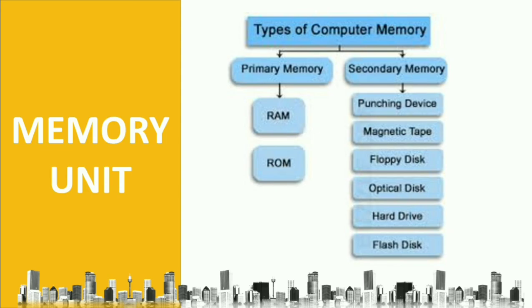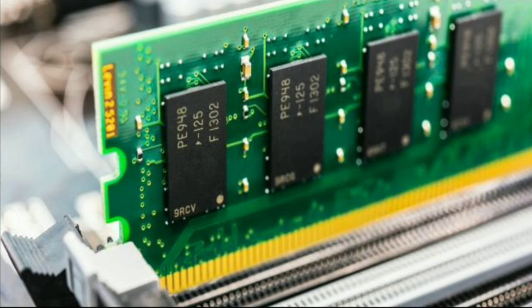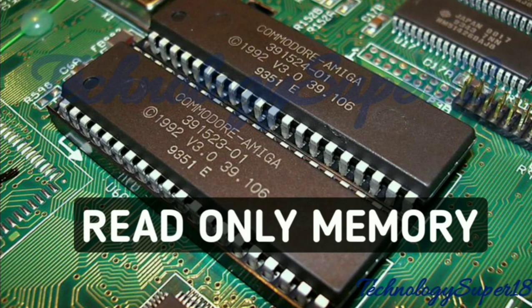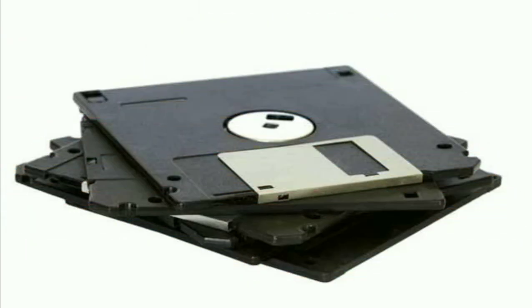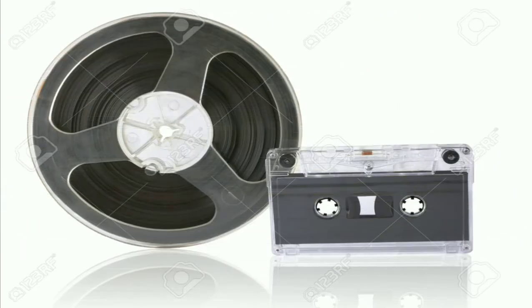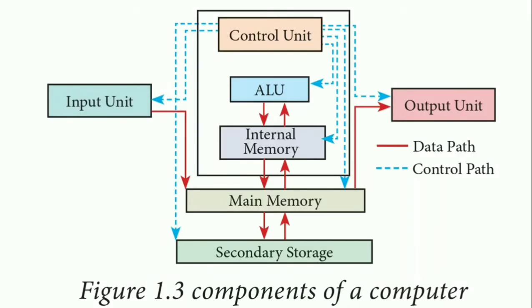So let's see the pictures of all the memory devices. First one is random access memory. Yes, this is the RAM memory. And then this is read-only memory, ROM. And hard disk, CD, floppy disk, and cassettes. This is magnetic tape. It is made up of magnetic tape. Yes, we have completed all the components of the computer.